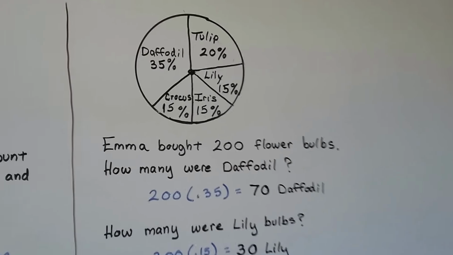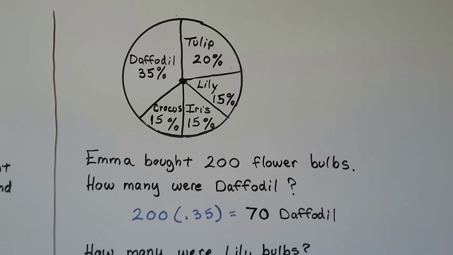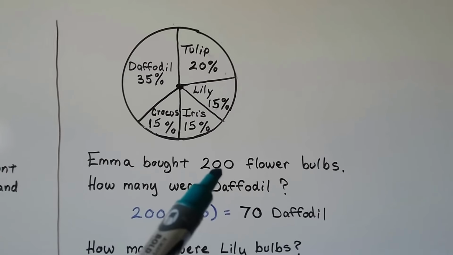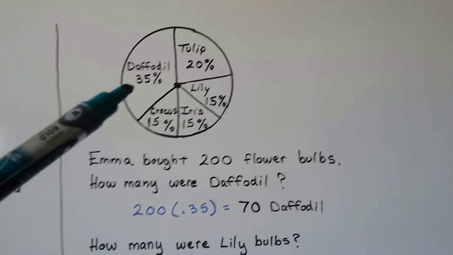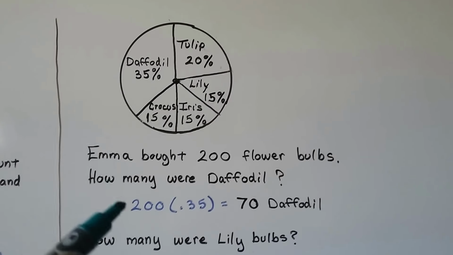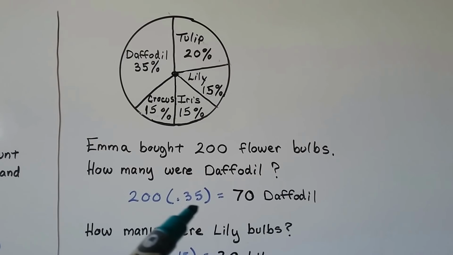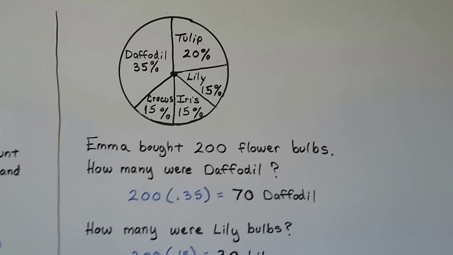Emma bought 200 flower bulbs. How many were daffodil? Now it's not asking for percentage, is it? It's asking how many. So we need to know how many bulbs. If there were 200 total and daffodil represents 35%, we turn it into a decimal, 0.35. We multiply the 200 by 0.35. And we know that out of the 200 flower bulbs, 70 of them were daffodils.